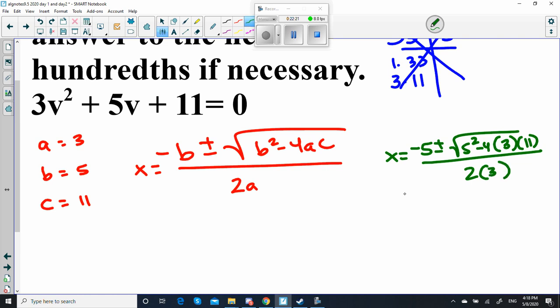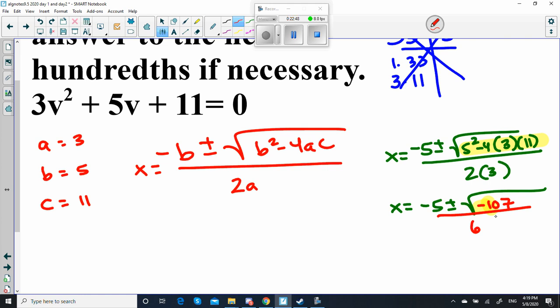Okay, so the first part, negative 5 plus or minus, is going to stay the same. And then I'm going to stick this part here, the discriminant, in the calculator and come up with a number. So 5 squared minus 4 times 3 times 11 gives me negative 107. At that point, I'm like, whoa, it's a negative. You cannot take the square root of a negative. So therefore, I can't go any farther.